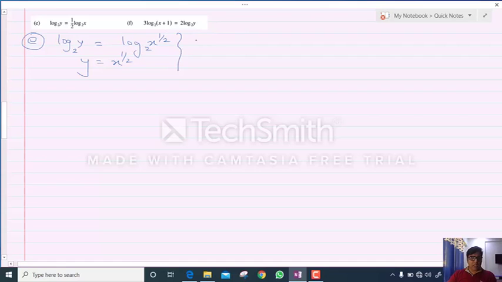The second thing, I'm sure you'll be able to manage it. Again, I can write this as log of (x plus 1) cubed to the base 2 is equal to log of y square to the base 2. Again, taking anti-log on both sides, I'll get (x plus 1) cubed is equal to y square. So again, logarithm removed.